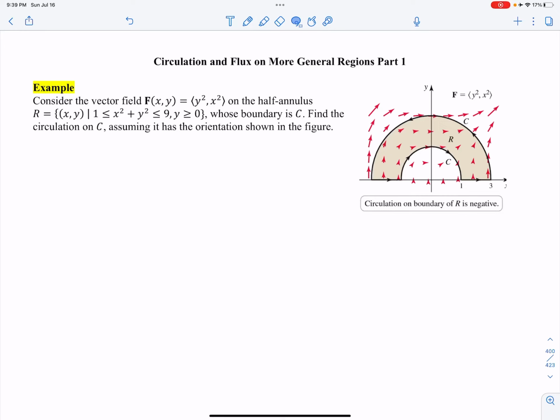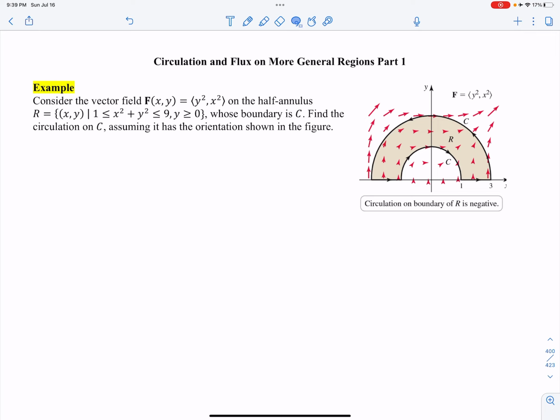In this video, we'll continue our discussion of Green's theorem by applying it to circulation. So we're going to find the circulation of this path C. Consider the vector field ⟨y², x²⟩ on the half annulus, which is a half donut, described right there as that set, whose boundary is C. Find the circulation on C, assuming it has the orientation shown in the figure. Notice it does go counterclockwise.